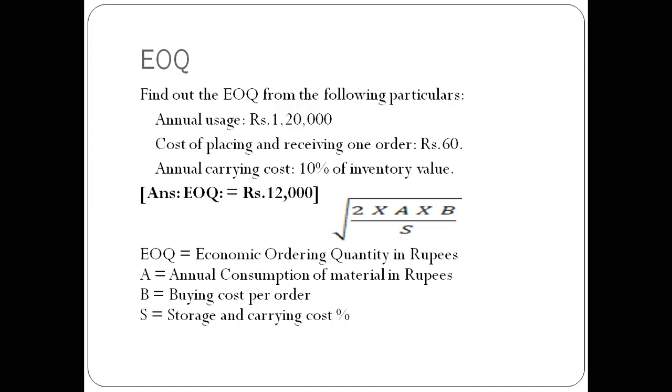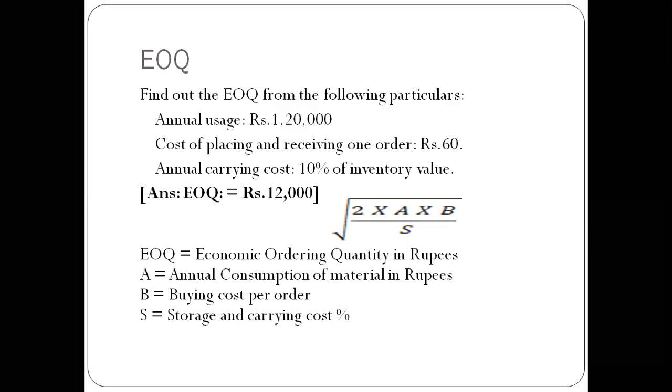That's again economic ordering quantity. So what we have to do is find the economic ordering quantity from the following particulars. Here they're giving the annual usage in rupees: rupees 1,20,000. Cost of placing and receiving one order is rupees 60. Annual carrying cost is 10% of inventory value.